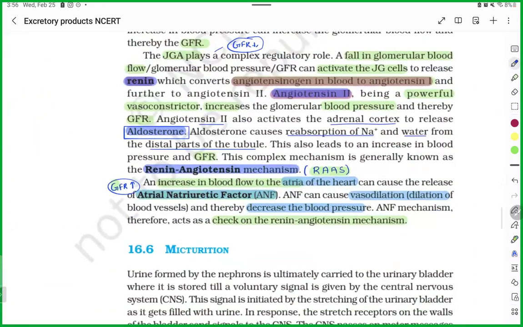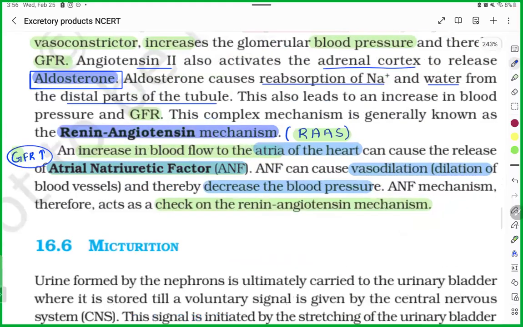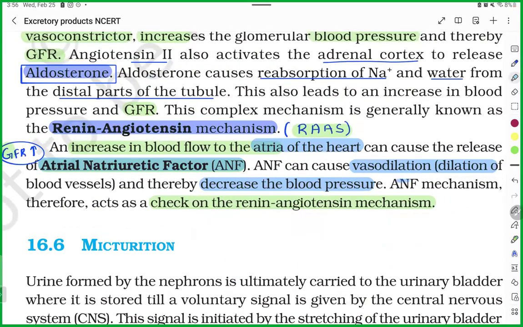See. ANF acts to check on the renin angiotensin mechanism.